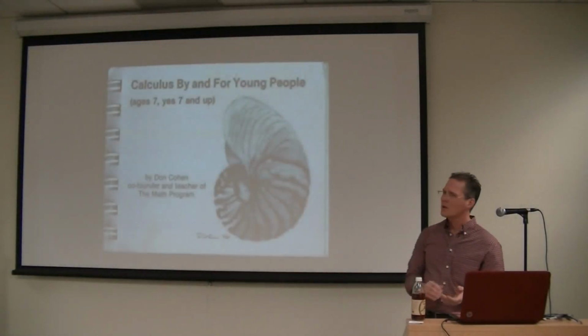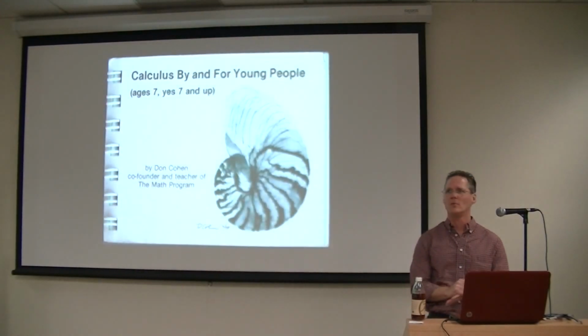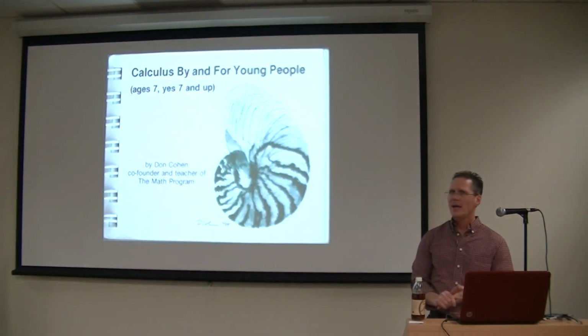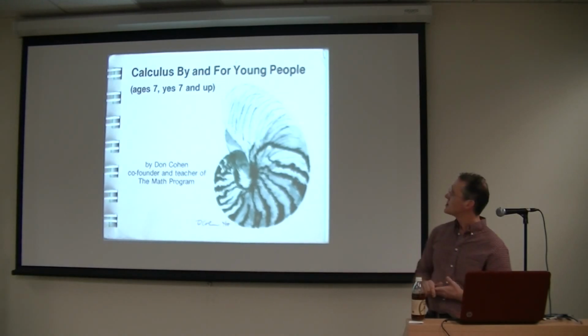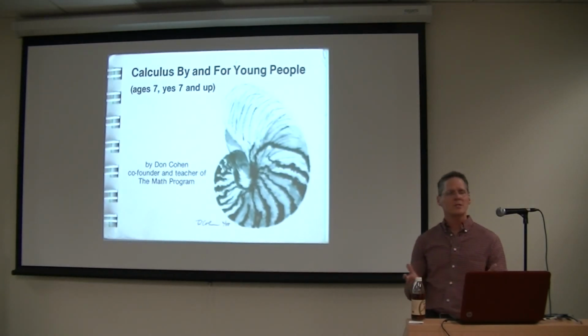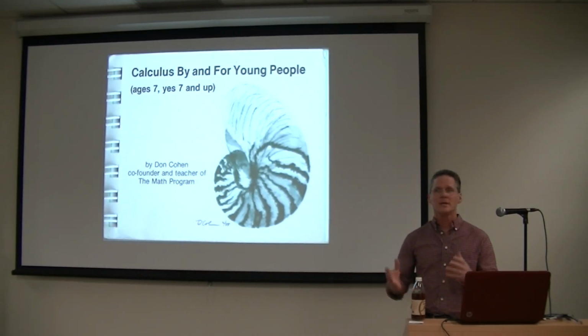Around this time, I came across another brilliant book called Calculus by and for Young People by Don Cohen. And this tiny book is mind-blowing, just like Mindstorms. The Math Man taught me that you can use technology, low-tech and high-tech, in order to come at a math problem from more than one direction. And coming at it from 3 or 4 different directions, you'll really understand that topic.